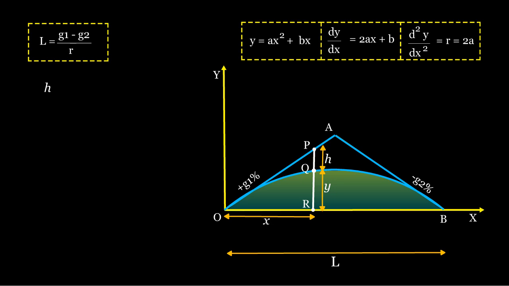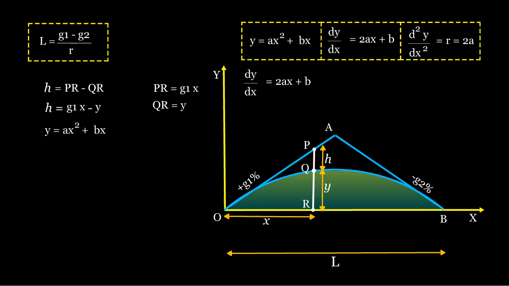Here, h equals PR minus QR. Using the parabolic equation, PR equals G1x, and QR equals y. Substituting these values, h equals G1x minus y. Now we will find the value of y. By substituting the parabola equation again, y equals ax squared plus bx, and dy by dx equals 2ax plus b.